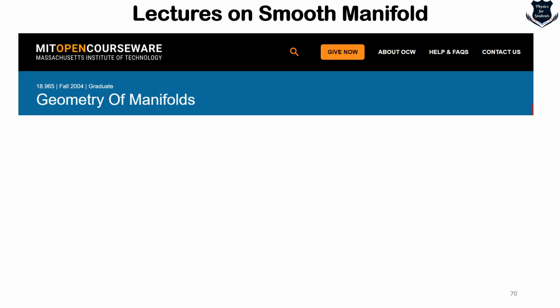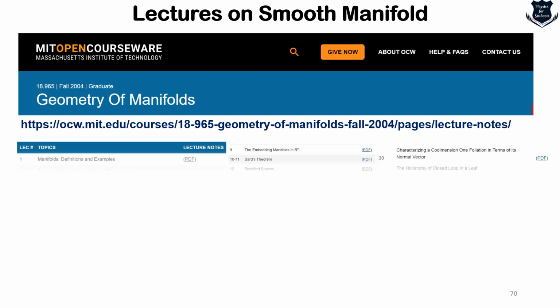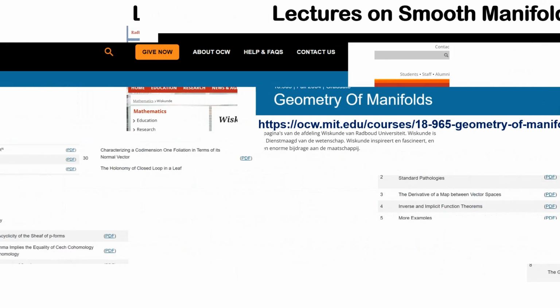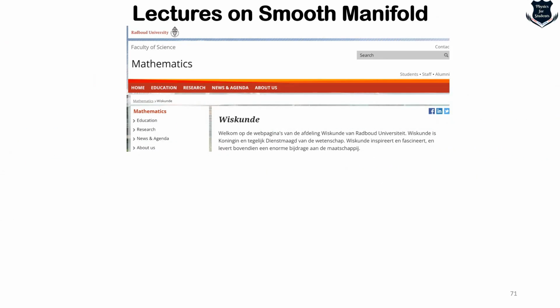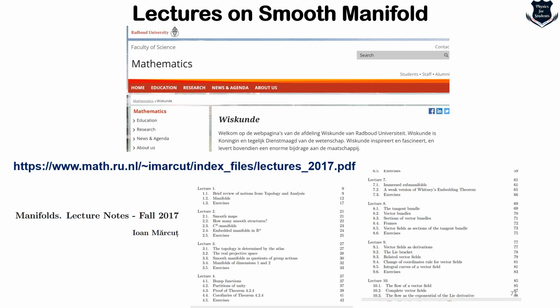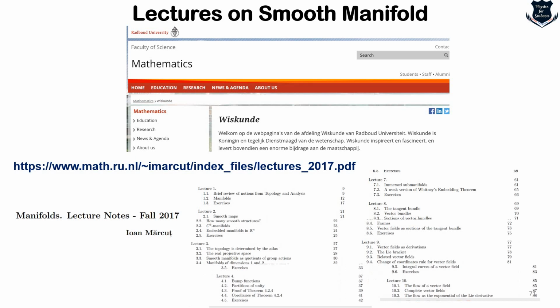The second is obviously the one and only MIT OpenCourseWare, Geometry of Manifolds. All these are in PDF. I'm putting up the link in the description box through which you can check it. The third one would be the mathematics lectures on smooth manifolds from Radboud University. This is also a nice and wonderful resource which is fairly old, 2017, but that doesn't matter. It is Manifold Lecture Notes, Fall 2017.